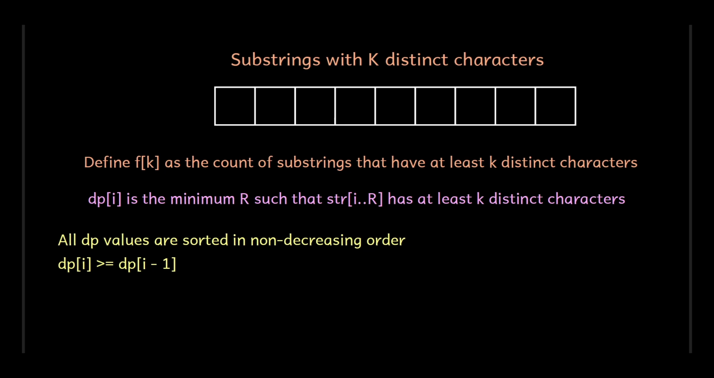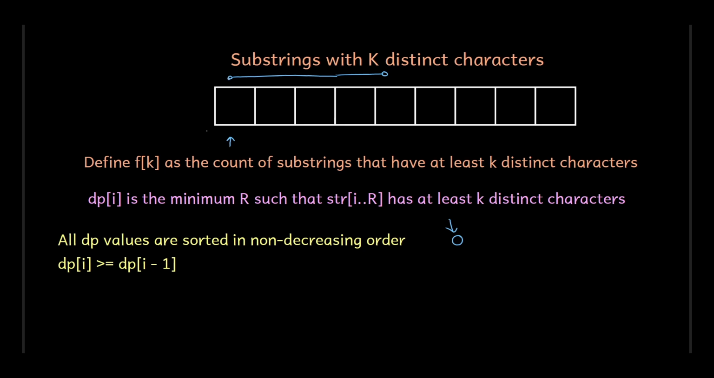So how do we populate that DP? Let's look at the algorithm for that. Let's populate DP of 0. This is the index 0. You start from here and you keep going right until you have found k unique characters. So suppose you end your journey over here.